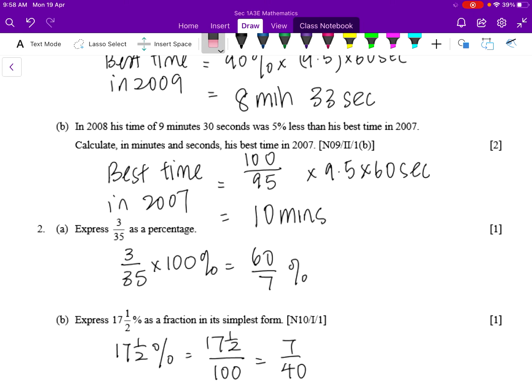Okay, so let's check. Now, part B. Read the question carefully. In 2008, his time, 9 minutes 30 seconds, was 5% less than the best time in 2007. So what are we comparing against? 2008 or 2007? We're comparing against 2007. So the time in 2007 will be our 100%. And then in 2008, the time is 5% less. So 2008's time is actually 95% of 2007's time. Get it?